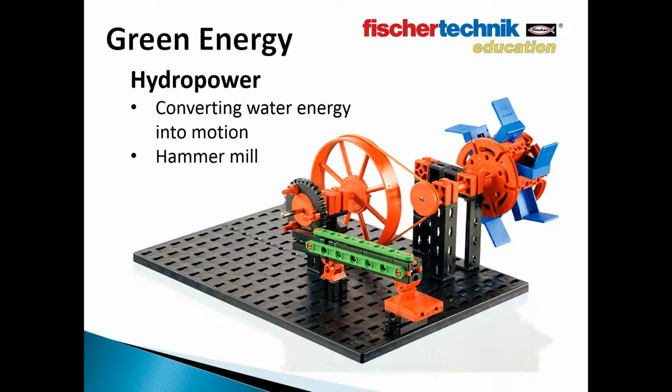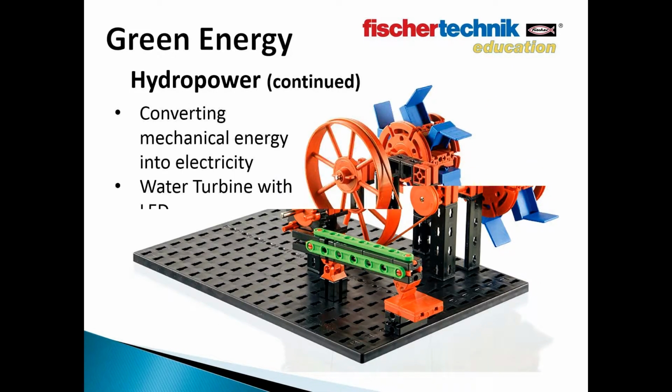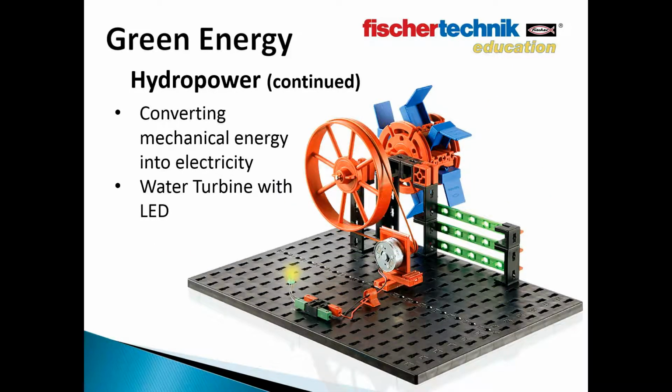The first building exercises will focus on using water energy. The innovation of the water wheel will be discussed, and students will build a simulation of a water-driven hammer mill. They will then learn about the disadvantages of this form of water energy use. Next, students will build a water turbine and harness the mechanical energy generated by the flow of water and convert it into electrical energy to power an LED light.